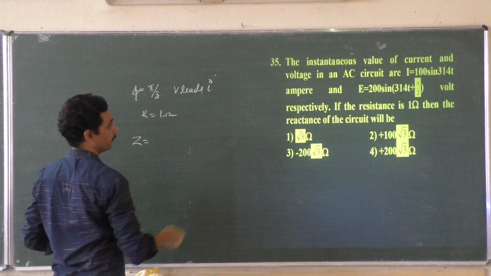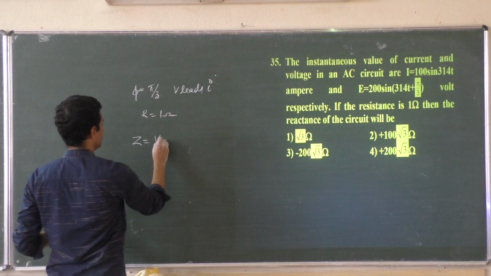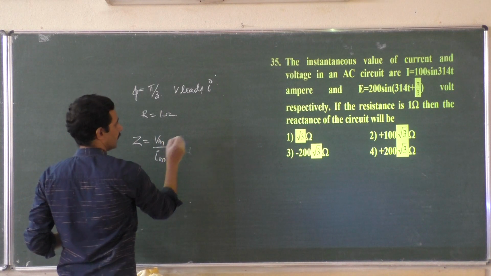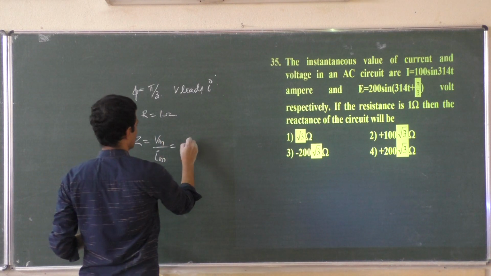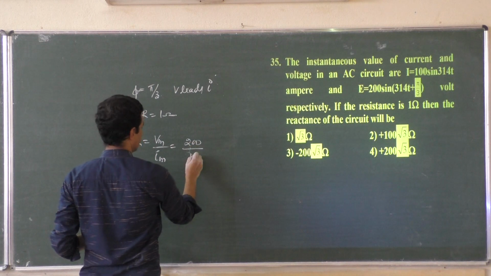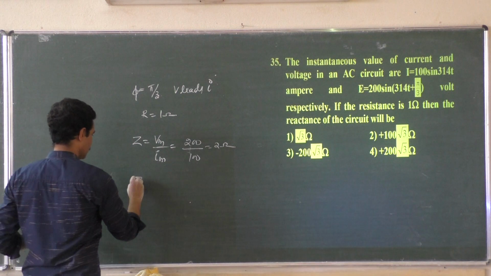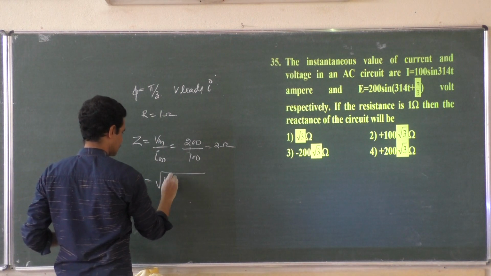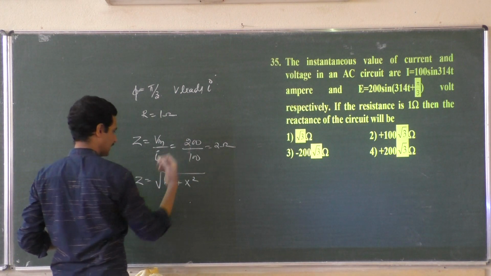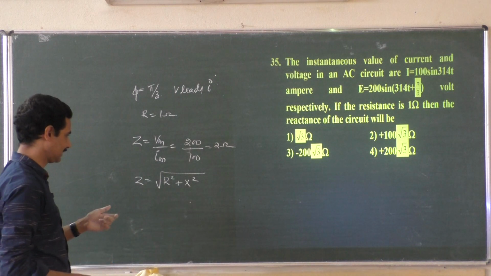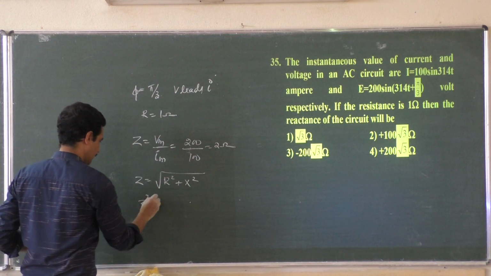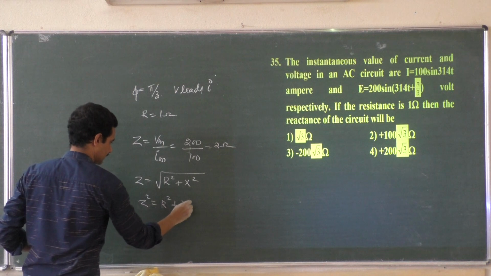Impedance. You can have peak values, right? Vm by Im. Vm is 200 by Im is 100. That is 2 ohm. That is Z. Z is equal to root of R square plus (XC minus XL) whole square, which can be written as total reactance square. Z square is equal to R square plus X square.